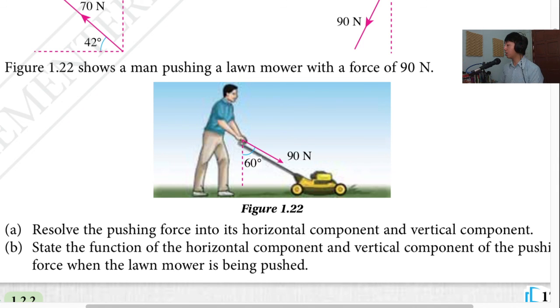And what about the vertical force? So what does Fy do? What does the downward force Fy do to the lawnmower? What is the point of that force? What is its function? Yeah, it pushes it down, prevents it from flying. Yeah, you could say it stabilizes the lawnmower. It pushes the lawnmower down. It pushes the blades into the grass.